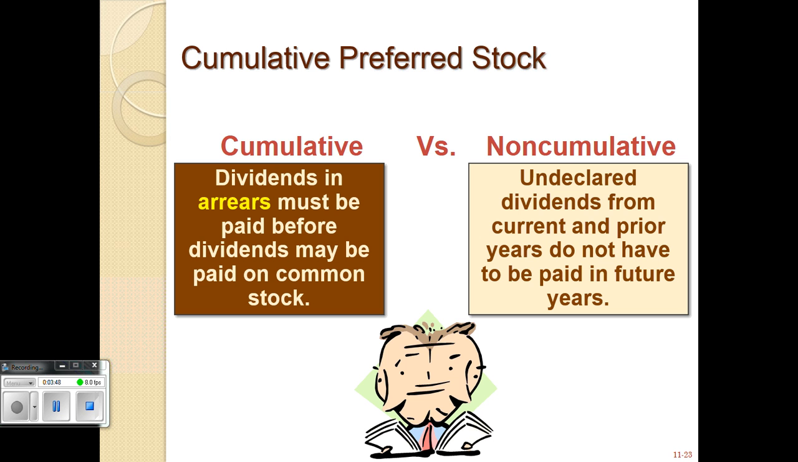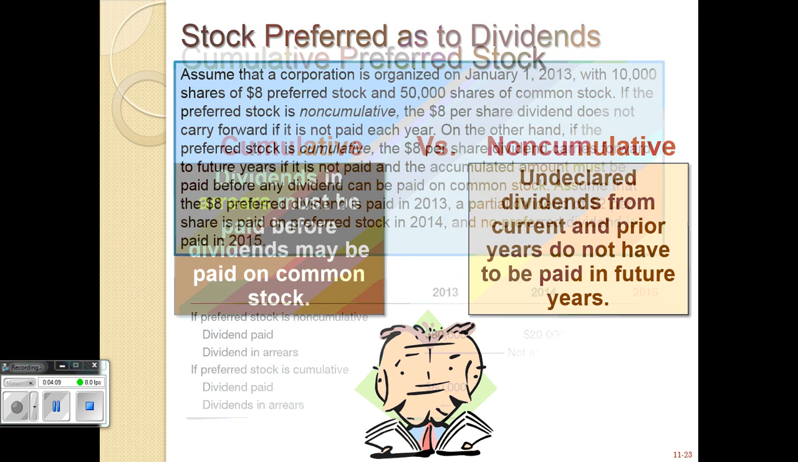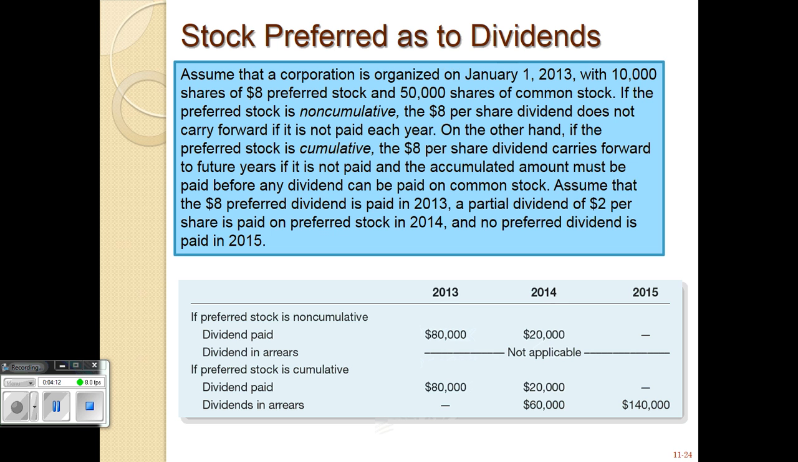Cumulative preferred, most stock is cumulative preferred, which means dividends in arrears, i.e. dividends that haven't been paid, have to be paid before dividends can be paid on the common stock. Okay. And non-cumulative is where if you miss a dividend payment this year, kind of so sad, too bad, you're out of luck. Those are more rare. Most preferred stock is what we call cumulative. So notice the way this works. We've got this company, they have 10,000 shares of $8 preferred and 50,000 shares of common stock. In the event it's non-cumulative, which is my example at the top there.